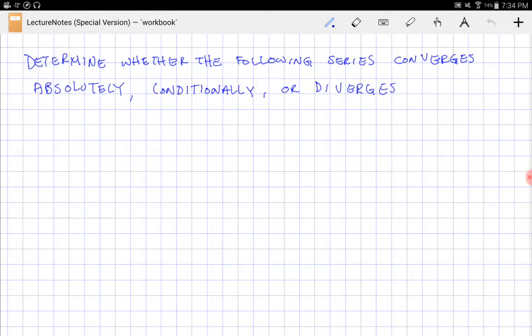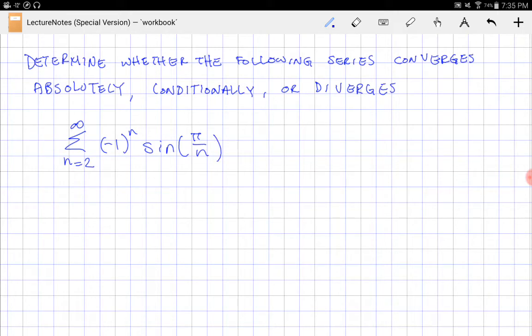In this video, we're going to talk about whether the following series converges absolutely, converges conditionally, or doesn't converge at all and diverges. The first example I want to show is the sum of n from 2 to infinity of negative 1 to the n times sine pi over n.